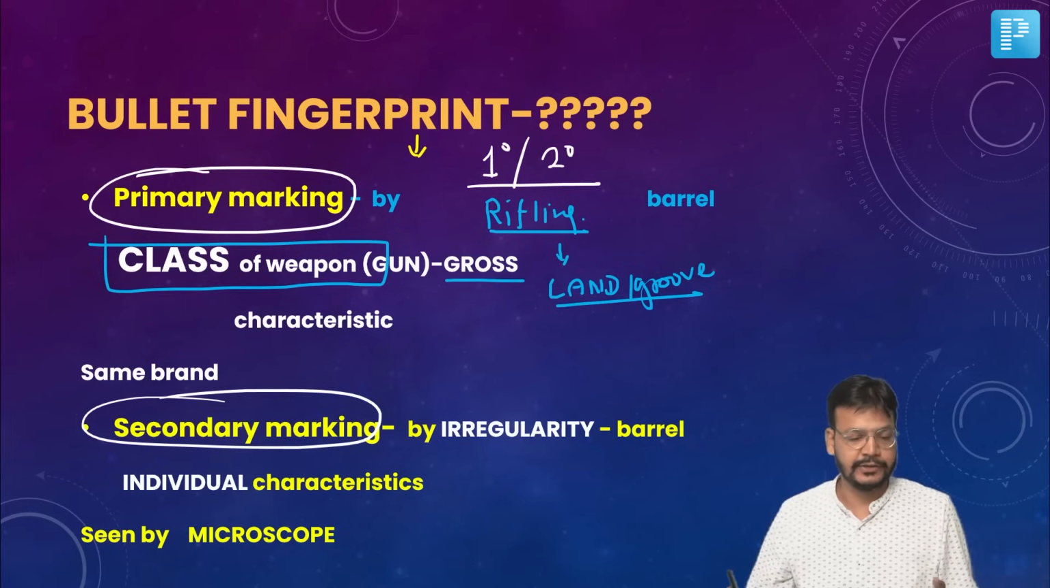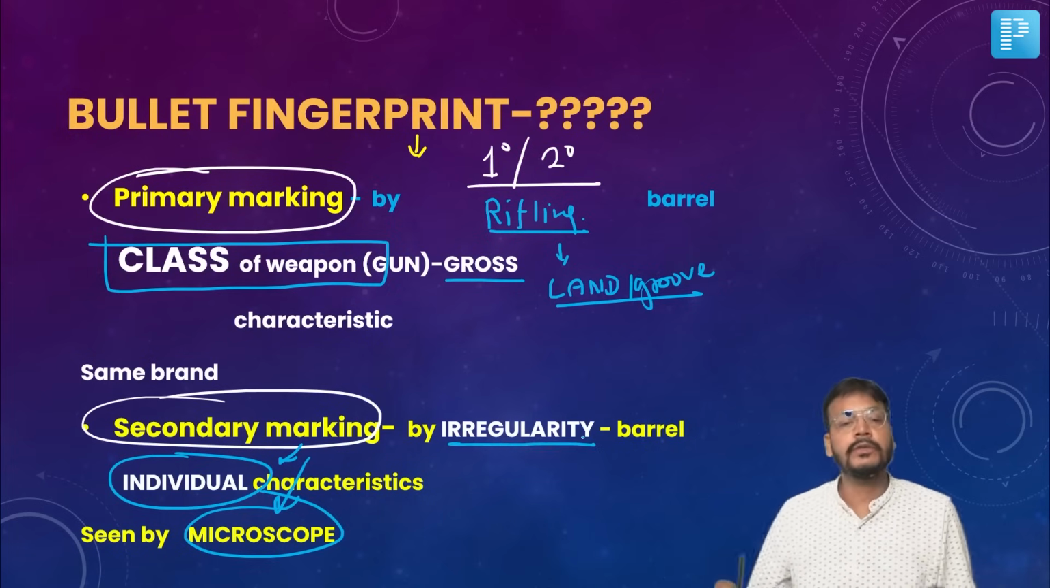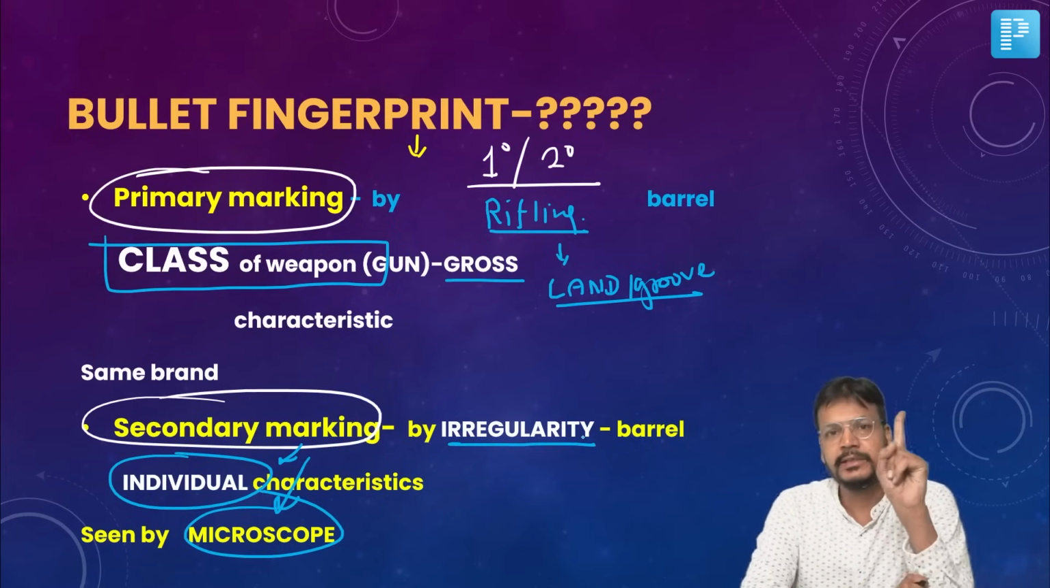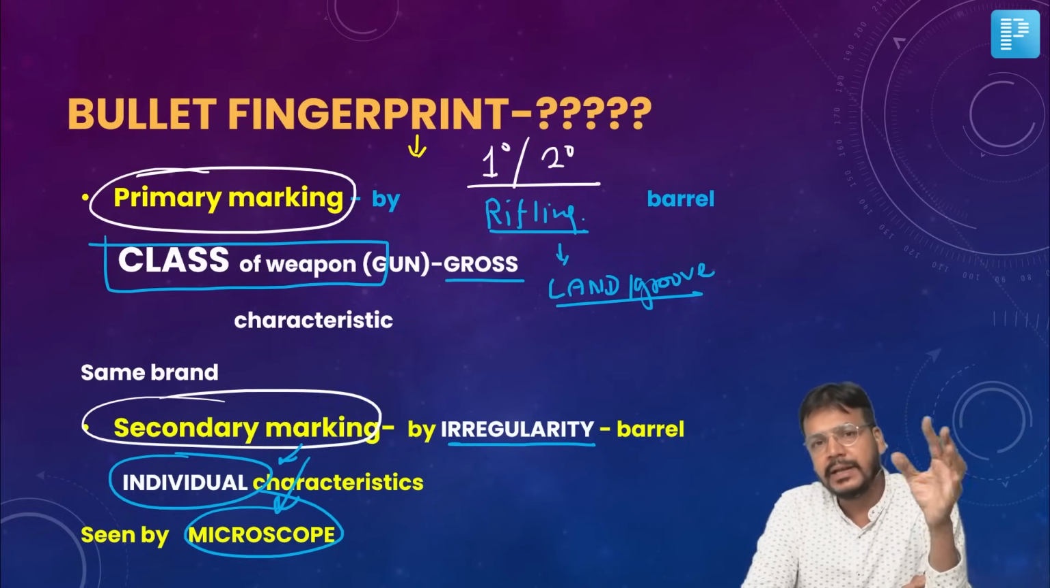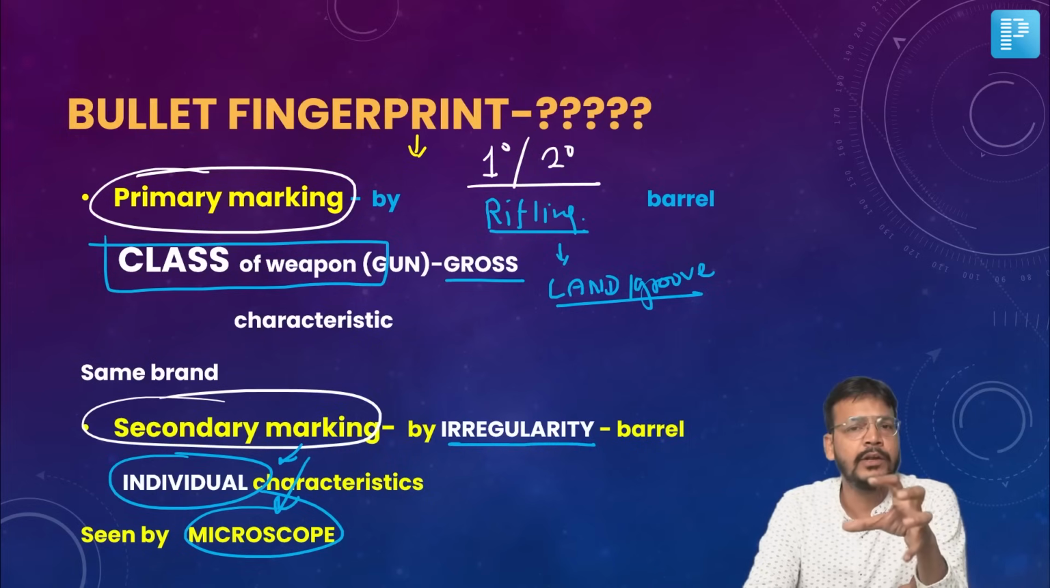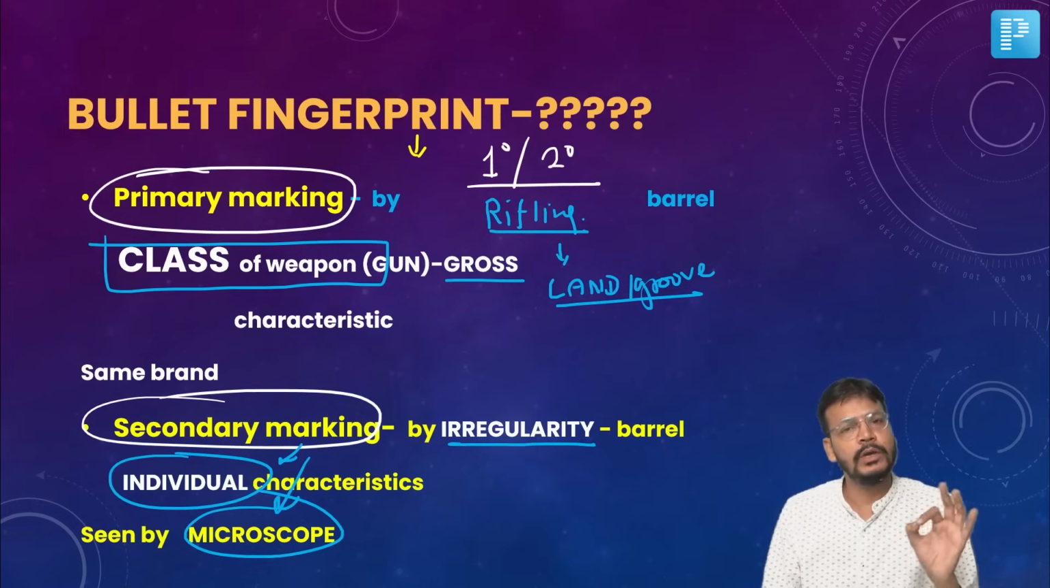It is a class characteristic. Secondary marking is an individual characteristic and it is a microscopic marking. It is because of irregularity inside the barrel. Listen very carefully. Primary decides the class, secondary is individual marking. Primary is because of land and groove. Secondary is because of irregularity inside the barrel. Secondary is microscopic. Bullet fingerprint is both.